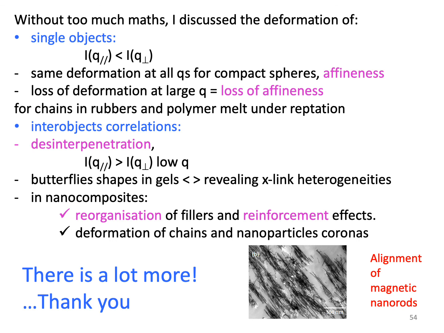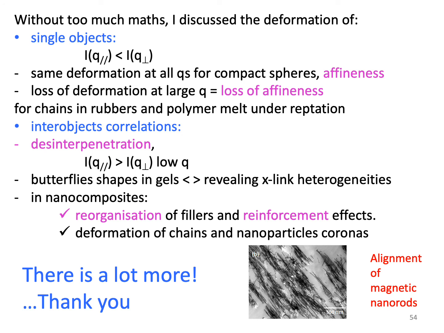So it's now time to say goodbye. Without too much math and being a little sloppy sometimes, I discussed the deformation of single objects, especially when it is similar at all Q's, which is called affineness, or when you have a loss of affineness when you go to larger Q, for chains in rubber or in polymer under reptation.